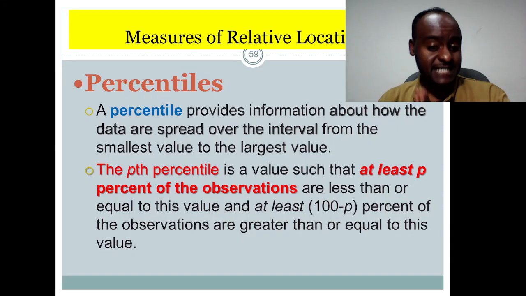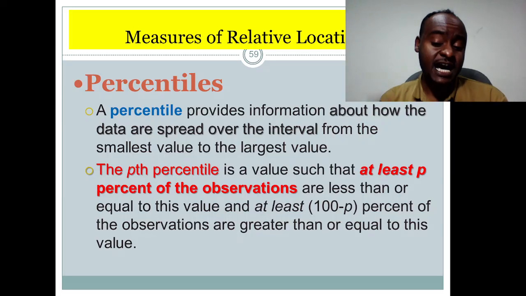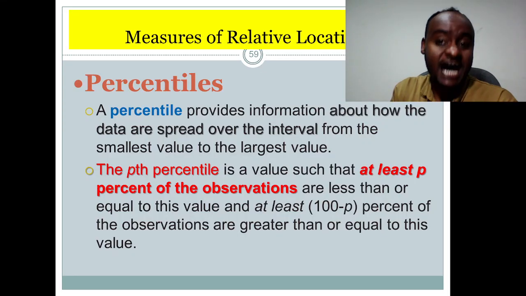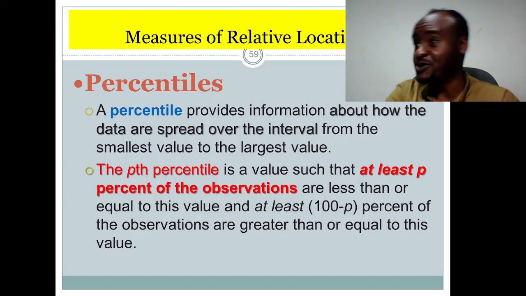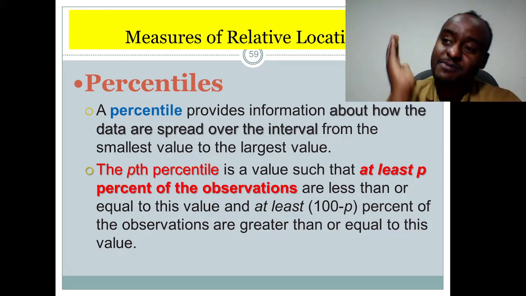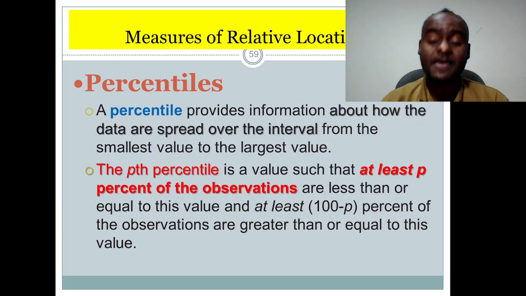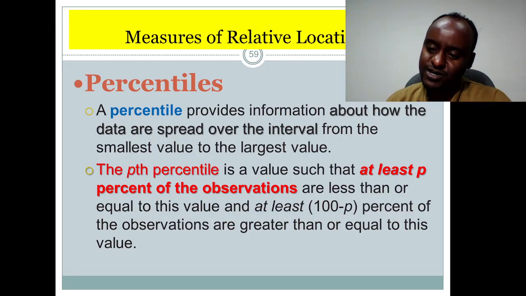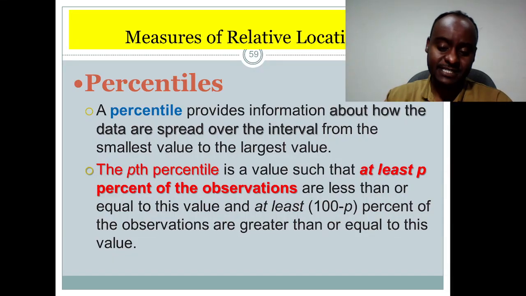So the P-th percentile is the value such that at least P% of the observations are less than or equal to this value. 25% of the observations are less than or equal to that data point. We will see this in practice. On the other hand, 100 minus P, because percentile divides the data into 100 parts, 100 minus P% of the observations are greater than or equal to this data value. Let's see it in practice.